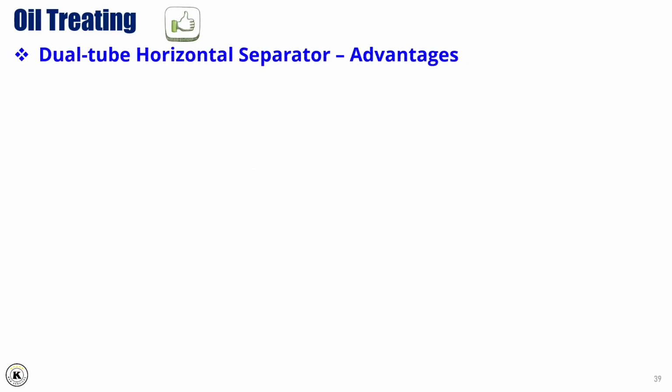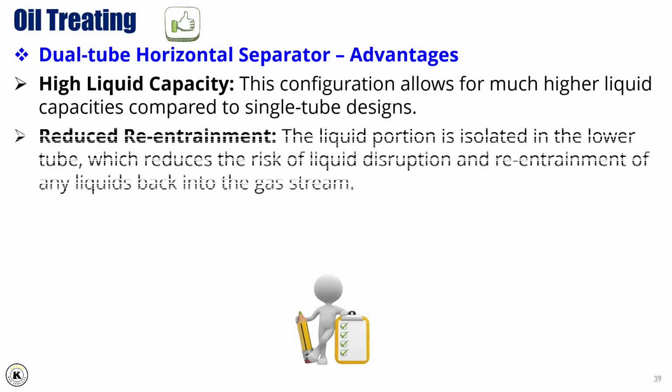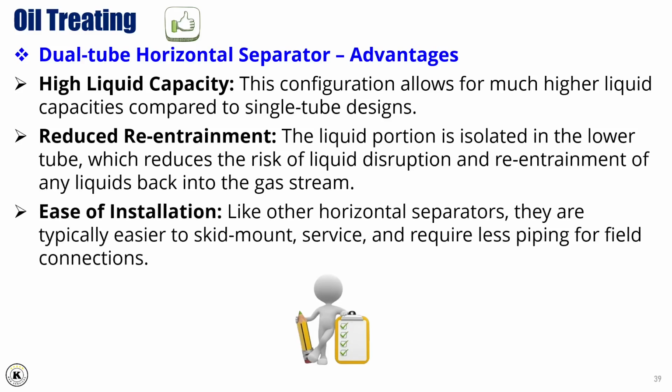Dual-tube horizontal separator offers several important advantages. First, high liquid capacity. This configuration allows for much higher liquid capacities compared to single-tube designs. Next, reduced re-entrainment. The liquid portion is isolated in the lower tube, which reduces the risk of liquid disruption and re-entrainment of any liquids back into the gas stream. And finally, ease of installation. Like other horizontal separators, they are typically easier to skid mount, service, and require less piping for field connections. Altogether, this design is highly efficient, reliable, and practical for demanding oil and gas operations.